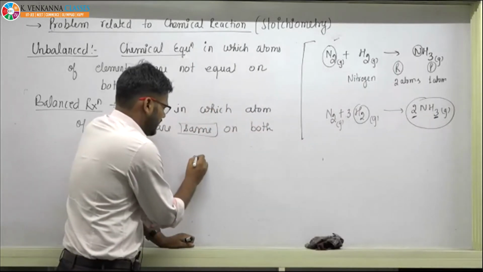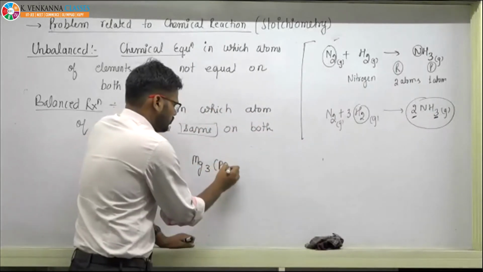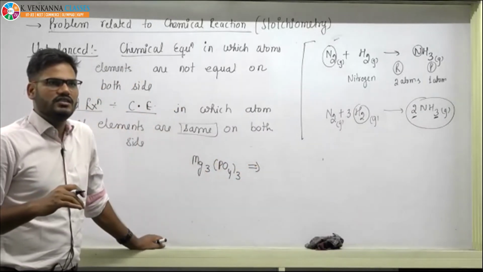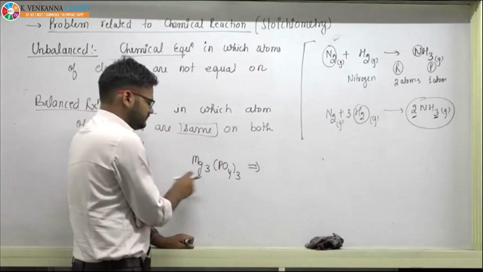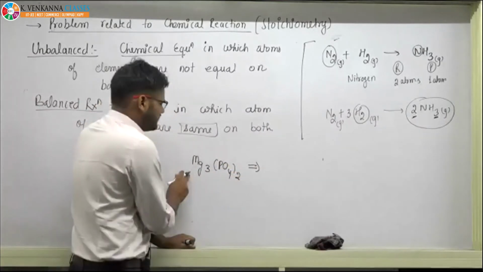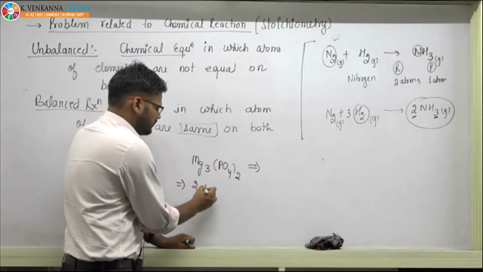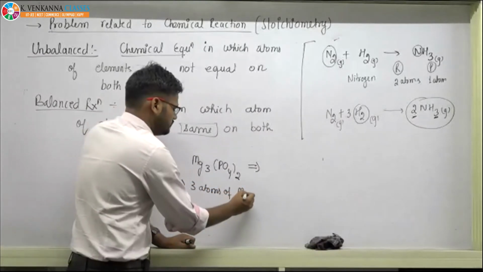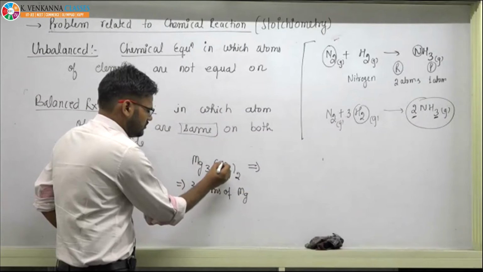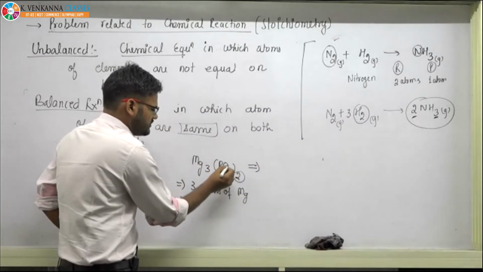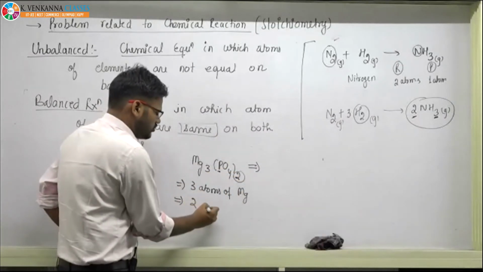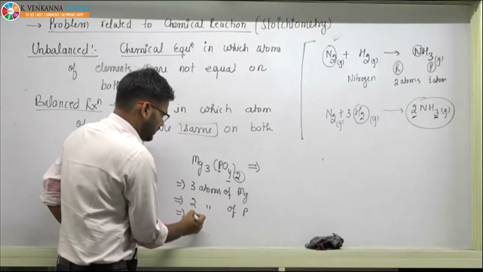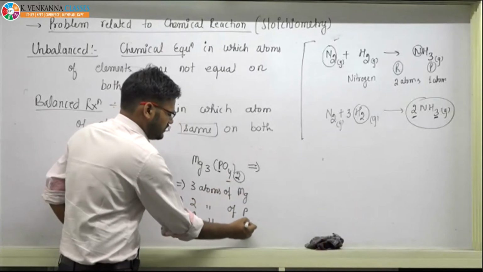If it is written Mg3PO4 whole thrice, what does this mean? Just try to understand this. It means it contains 3 atoms of Mg. It contains 2 into this whole is multiplied by 2, so 2 atoms of phosphorus. It contains this 4 and this 2, 8 atoms of oxygen.